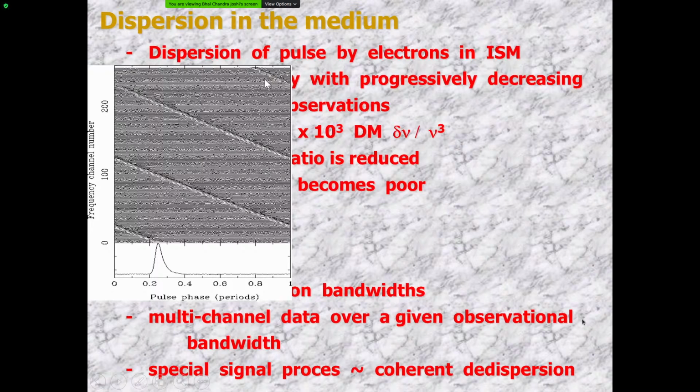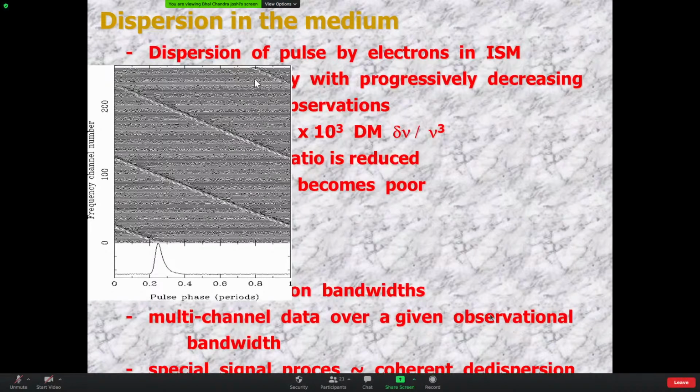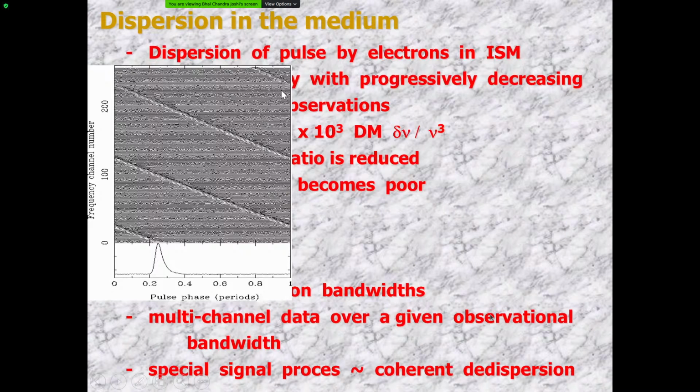Still, you need to do some other operation because your pulse is not coming at the same phase. So now comes the phase part of it. The phase in each channel is going to be different because of the dispersion. So you have to do something to this phase to bring all the pulses together and then add them up, as somebody said earlier. If you do that, then you will be able to recover the original pulsar. And this process is called de-dispersion.